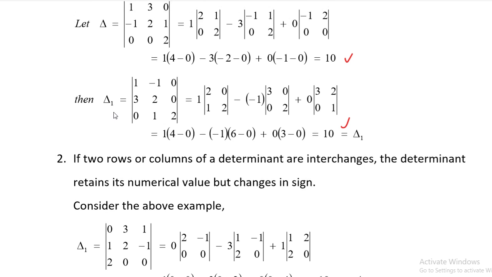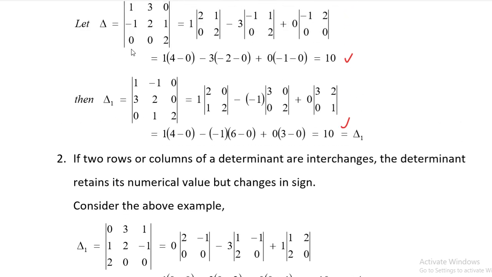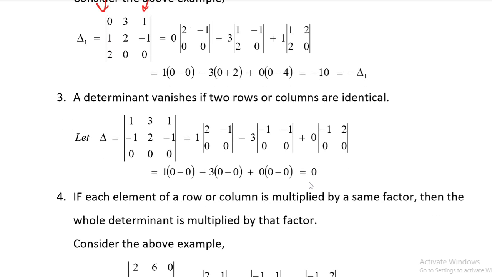Here we interchanged the columns. The first column comes here in the third place, and the third column comes here in the first place. The second remains the same. So if you change any two rows or any two columns, the determinant's sign will change.